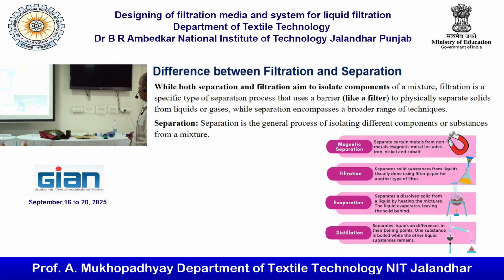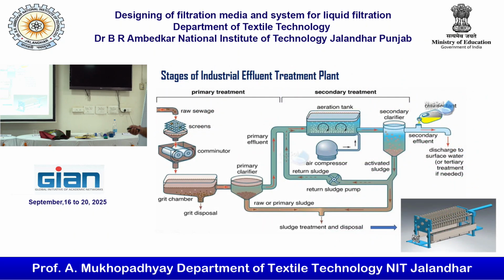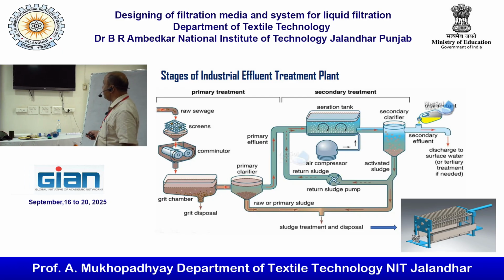Now if you see the stages of an industrial effluent treatment plant, Dr. Choi already showed this. There are several stages. Primary treatment is there, secondary treatment is there, but remember these are basically separation techniques. Aeration tank, secondary clarifier, and some aluminum sulfate and other chemicals are used for coagulation and separation. But these are all separation techniques.